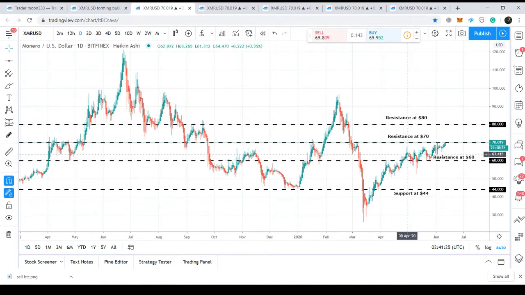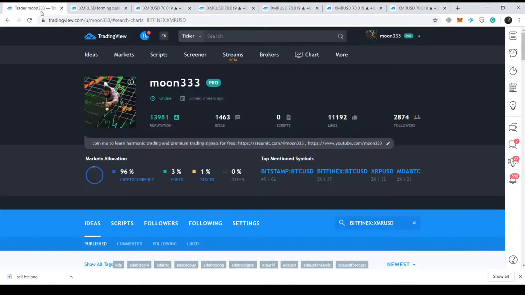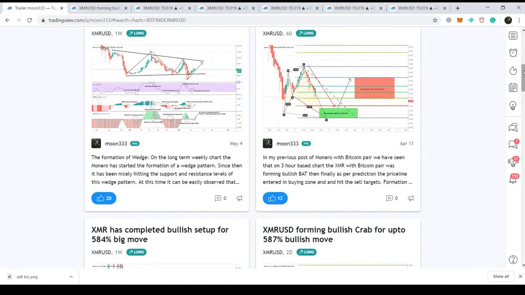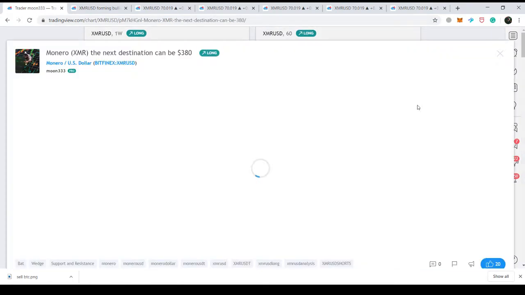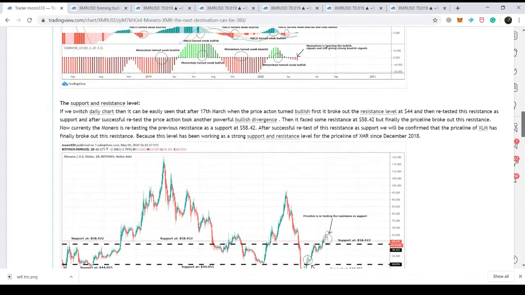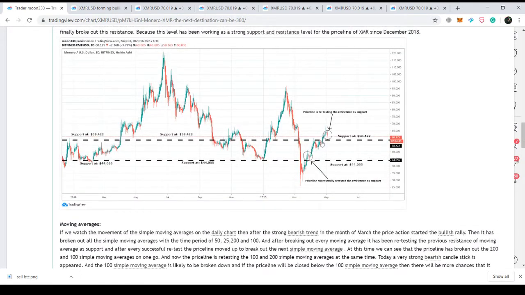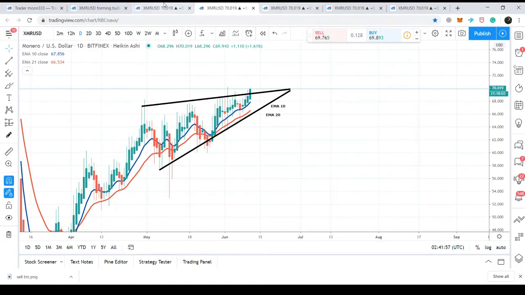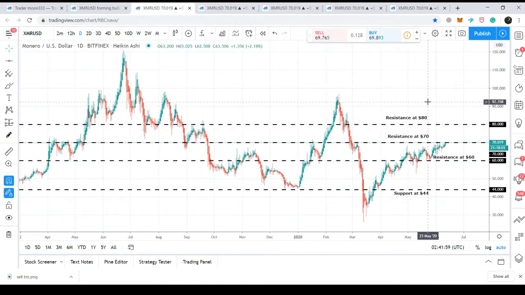Previously, when the price action crossed up this resistance level of $60, I predicted that the price action will retest this previous resistance level as a support, and after that it will move up more to the next resistance level. And this was my previous article that I shared with you in my previous video. At that time, we can see that it was at $60 and just crossed the $60 resistance level and at that time it was retesting the support. And now it has moved up to the next resistance level of $70.